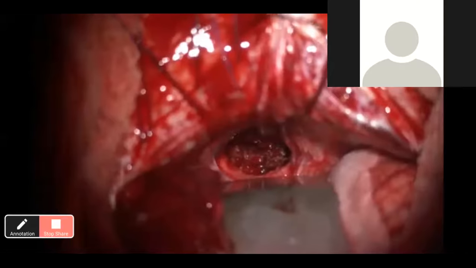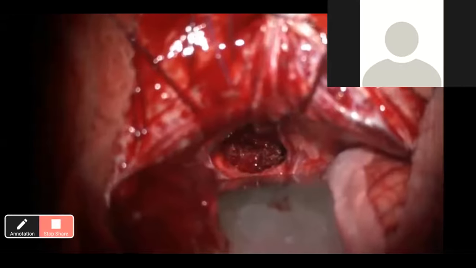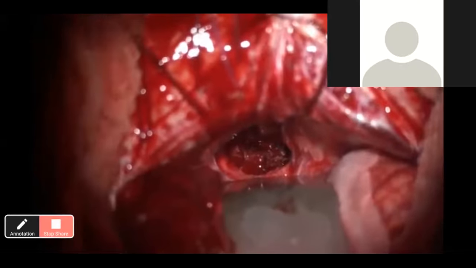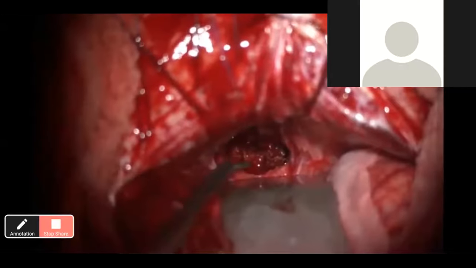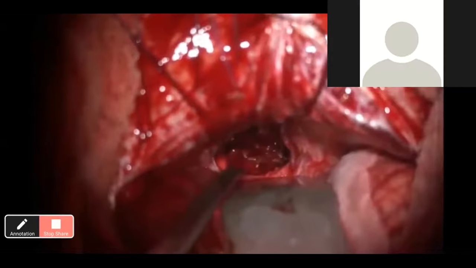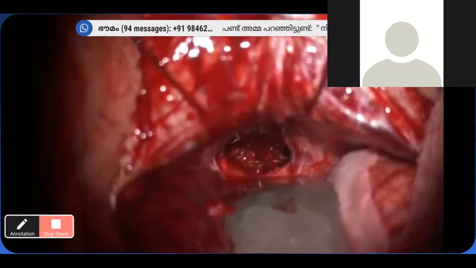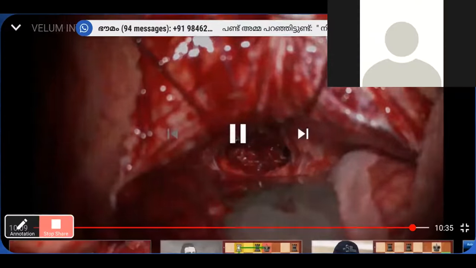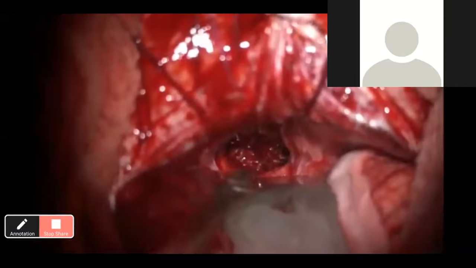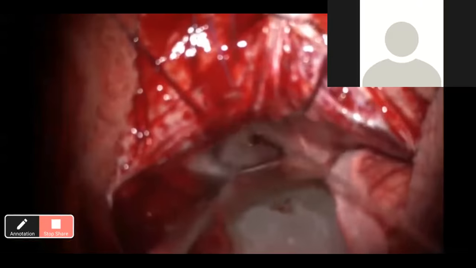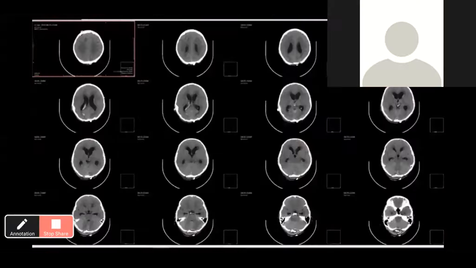Now that is the last bit. We are looking above now. That's the tela. Above that are the internal cerebral veins. The third ventricle is open. That's a post-op CT and shows excellent clearance.